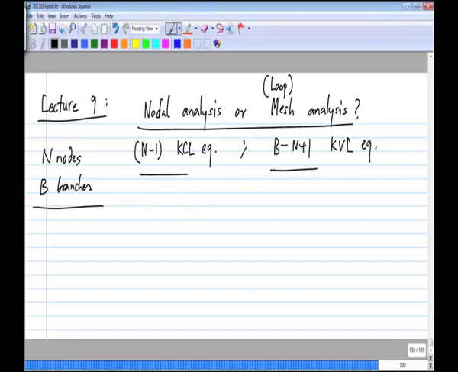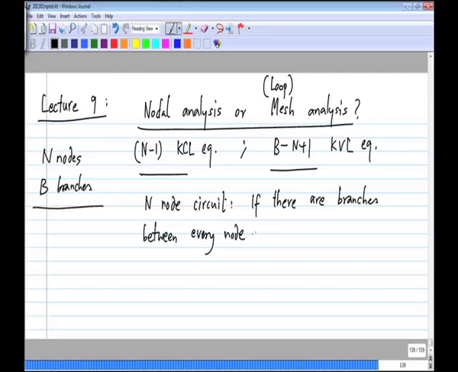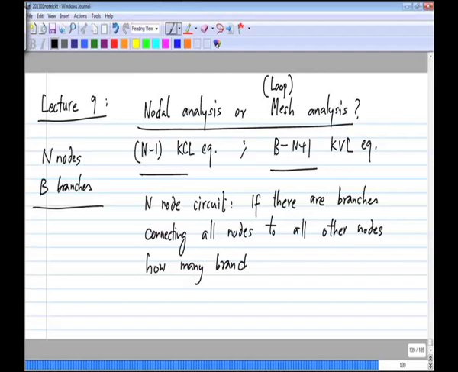So to answer this, I asked you, first of all, the number of branches depends very much on the circuit, but what is the maximum number of branches you can have? In an n node circuit, if there are branches between every node and every other node, that is, if there are branches connecting all nodes to all other nodes, how many branches will be there? Okay, please try to answer this question. How many branches will be there?